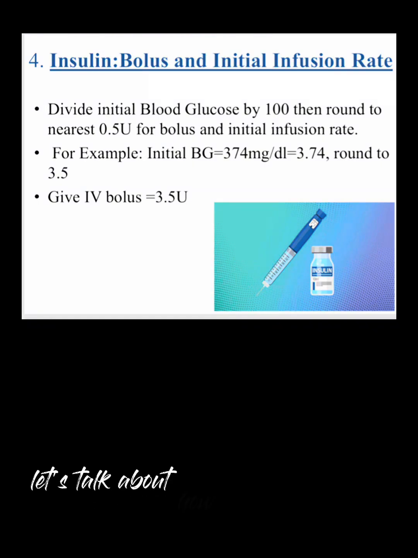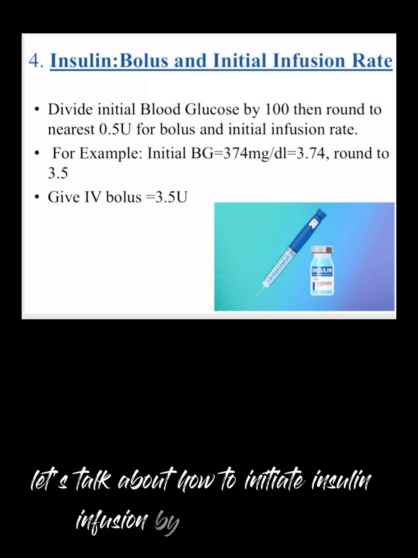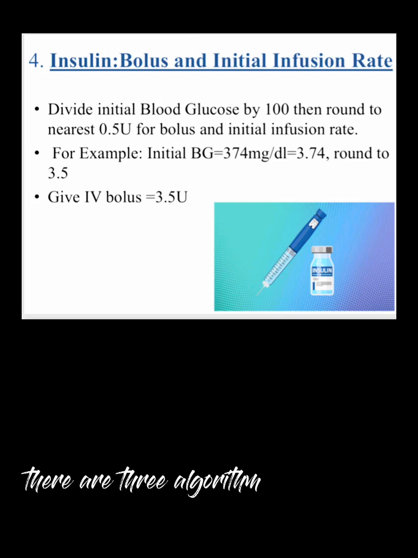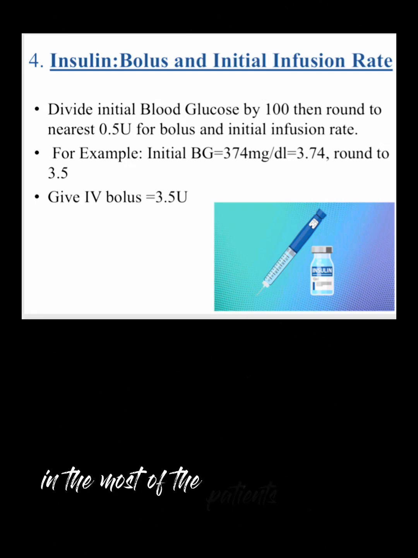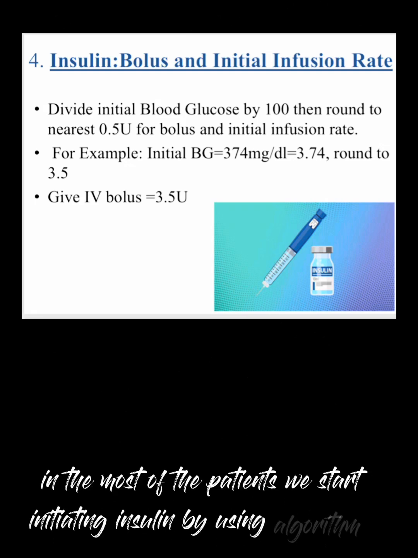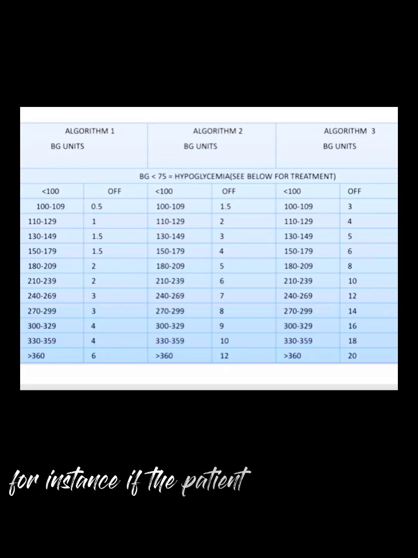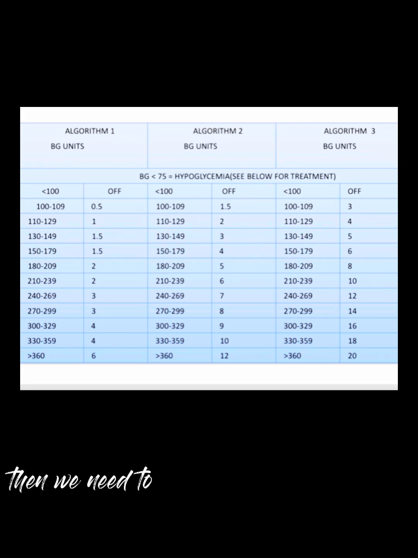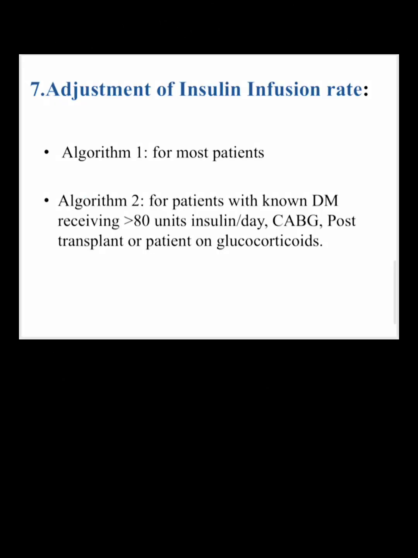Let's talk about how to initiate insulin infusion by using the algorithm. As you can see in the figure, there are 3 algorithms: algorithm 1, algorithm 2 and algorithm 3. In most patients, we start insulin by using algorithm 1. For instance, if the patient's blood glucose is 180 or above, then we need to start insulin at the rate of 2 mL per hour or 2 units per hour by using the algorithm 1 table.